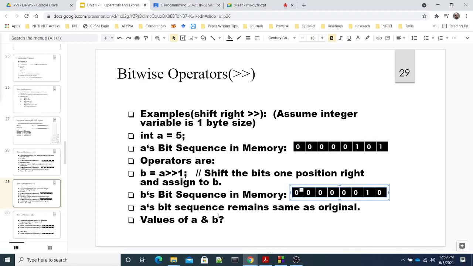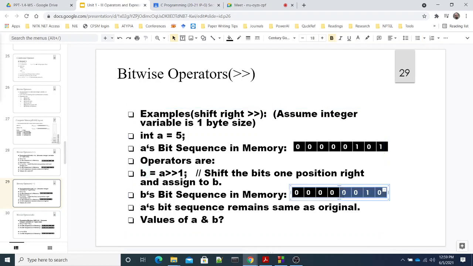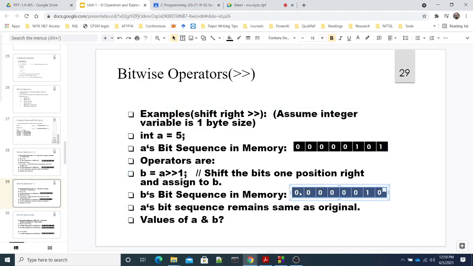Okay. Now what will be the value of A and B? A value will not change. But B gets the new sequence. This is the output. So when 5 is shifted towards right, I get 1 0. 1 0 is equivalent to which decimal number? This is the decimal equivalent of 2. That means when 5 is shifted towards right, I get 2.